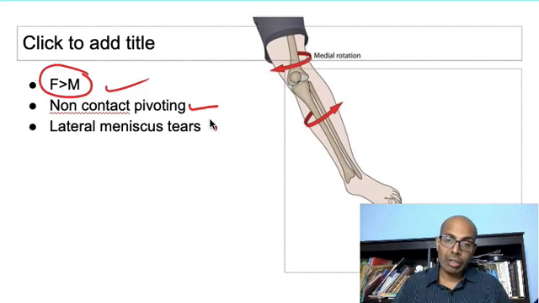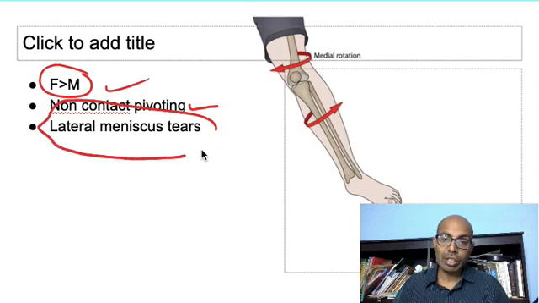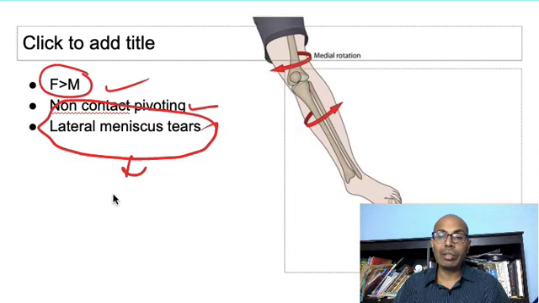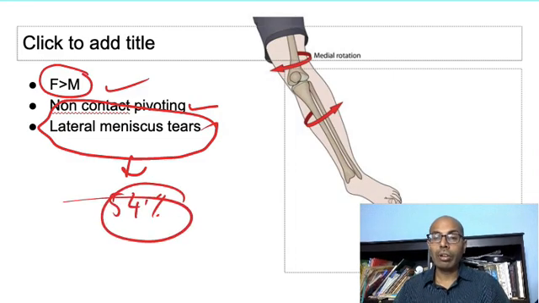Meniscal injuries are very commonly associated with ACL injuries. The most common meniscal injury associated is a lateral meniscus injury. The lateral meniscus injury may be associated in up to 54% of ACL injuries. So one must always look for these injuries, repair these injuries, and do something to the meniscus if it is injured in anterior cruciate ligament injuries.